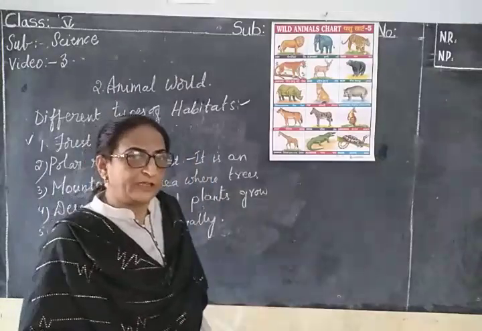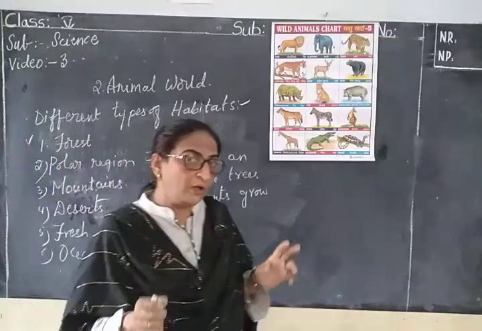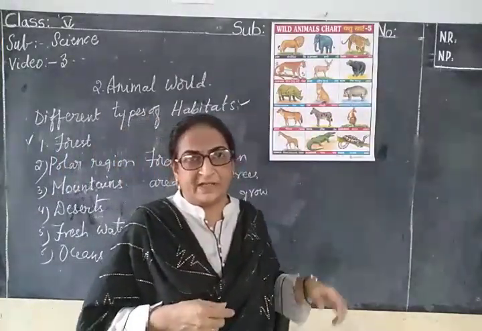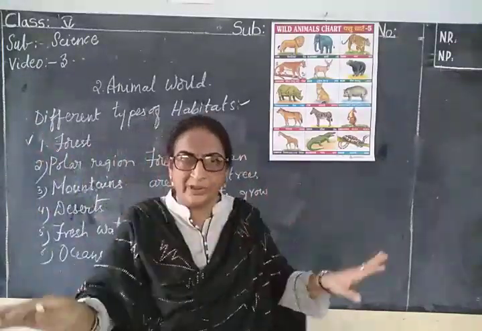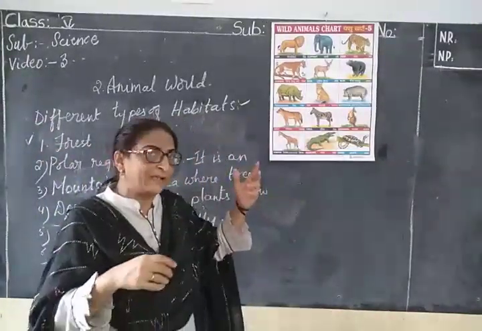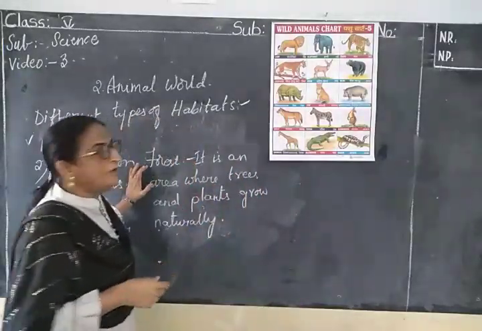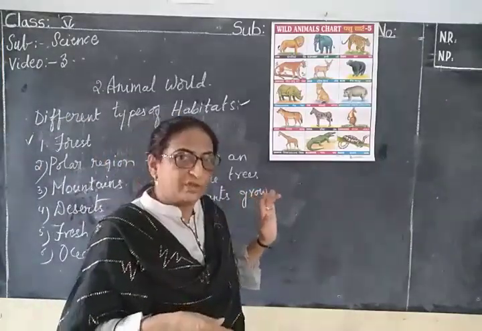So what do you mean by forest? Forest is an area where trees and plants grow naturally. You are not going and planting any trees there. Or am I going and planting there? No, you and me are not doing anything. They are growing by their own. That means they are growing naturally. So, forest is an area where trees and plants grow naturally, isn't it?